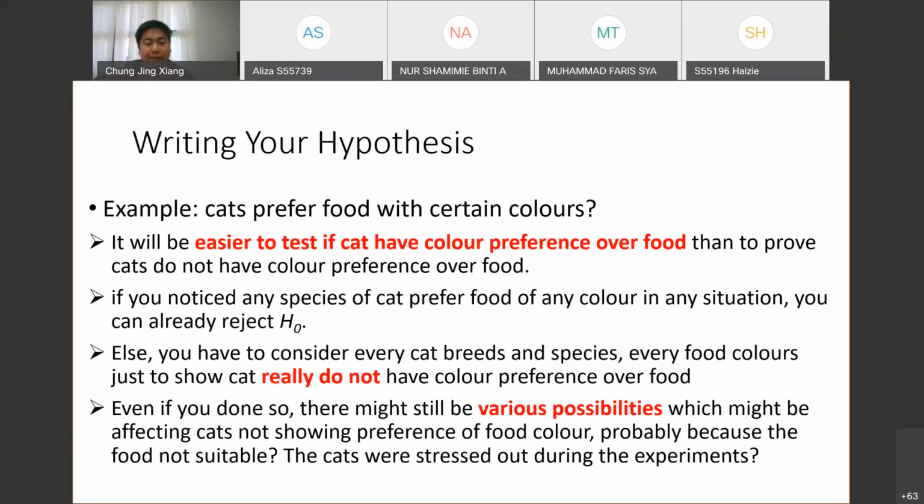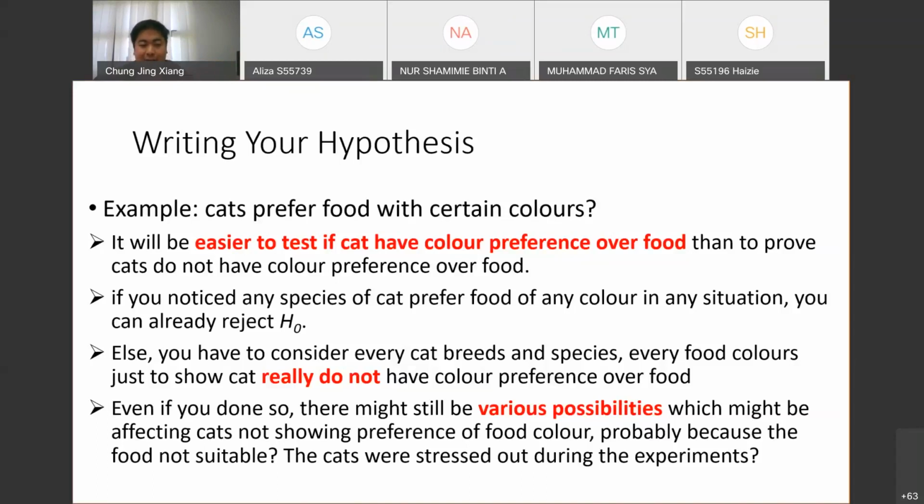So let's say we think we have already considered all these variables, there might still be other possibilities which we did not think of. Meaning our test may have failed to pick up other variables that might affect whether the cat has a preference over food. For example, the food is not suitable, like I told you, you give the cat vegetables, and cats don't like to eat vegetables, so it will not pick any color. Or maybe the cat was stressed out during the experiment, so it doesn't want to eat anything. So there are other variables that might impact our hypothesis.